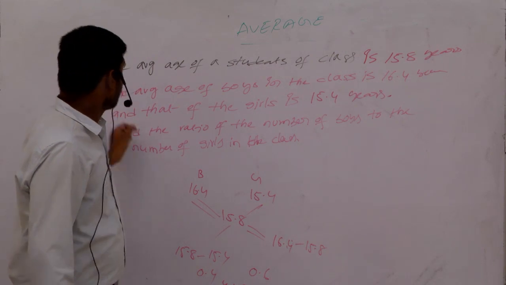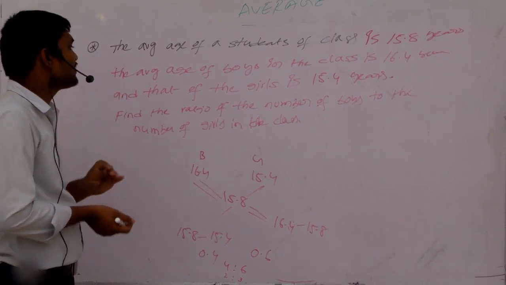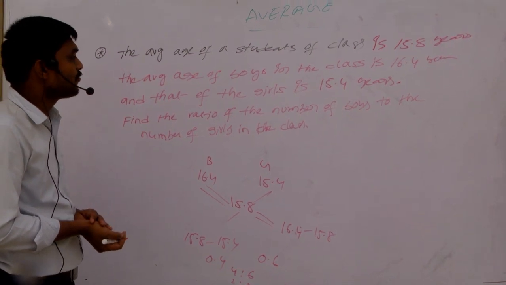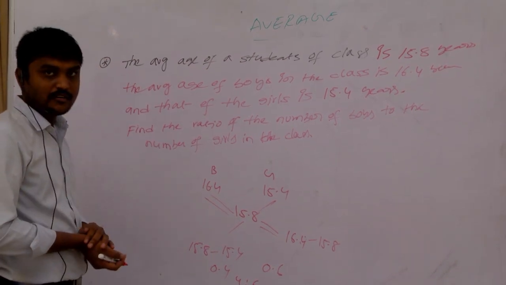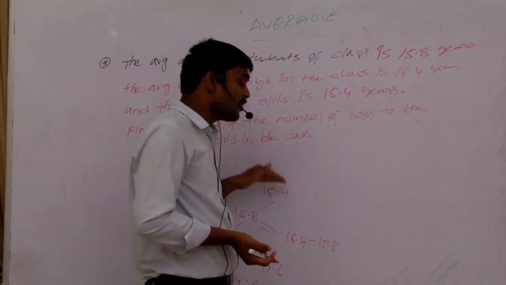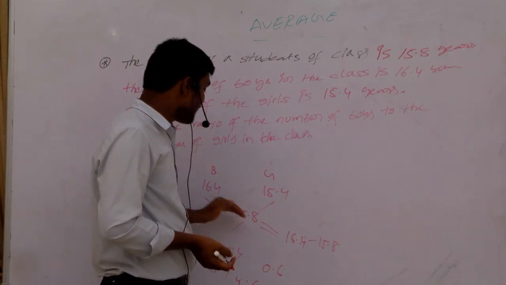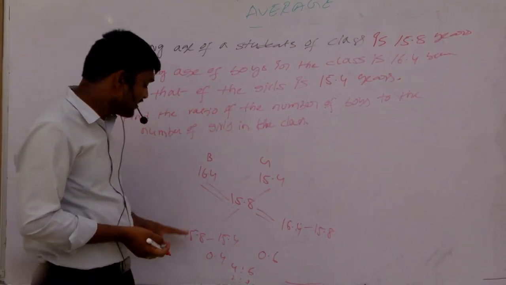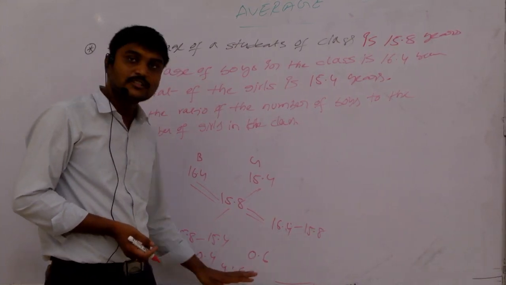So, the average age of the students of a class is 15.8 years. The average age of boys in the class is 16.4 years and the girls' average age is 15.4 years. If you want the ratio of the number of boys to the number of girls, according to the rule of elimination, the boys' average is 16.4 years, the girls' average is 15.4 years, and the class average is 15.8 years. So 16.4 minus 15.8 is 0.6, and this is 0.4. So 4 is to 6, 4 by 10, 6 by 10, so that is 2 is to 3.